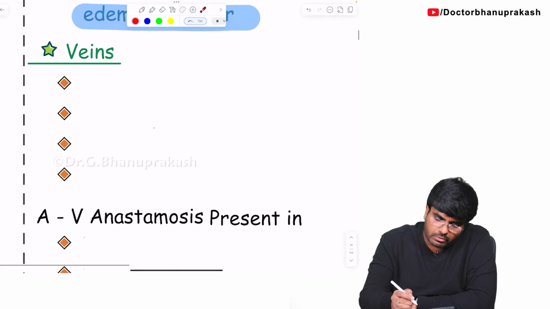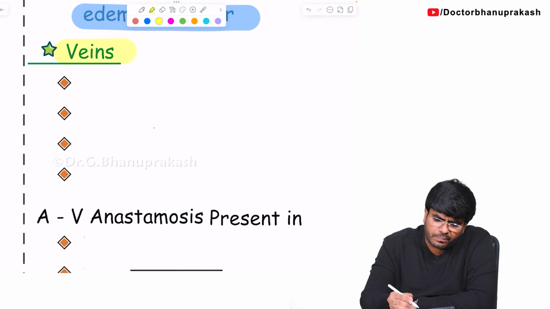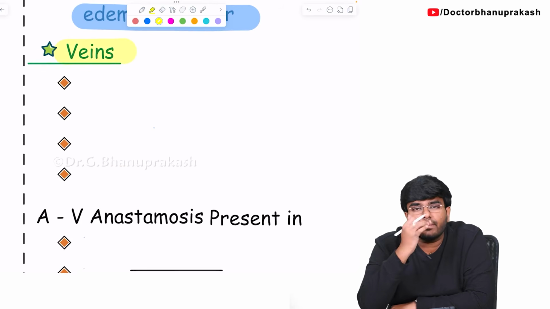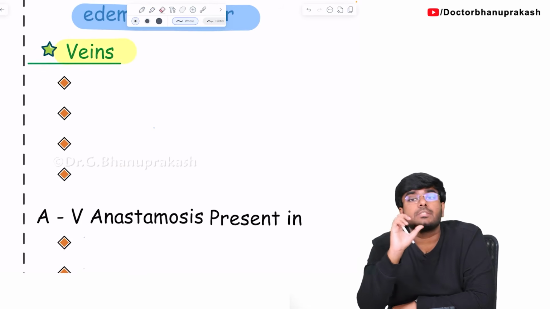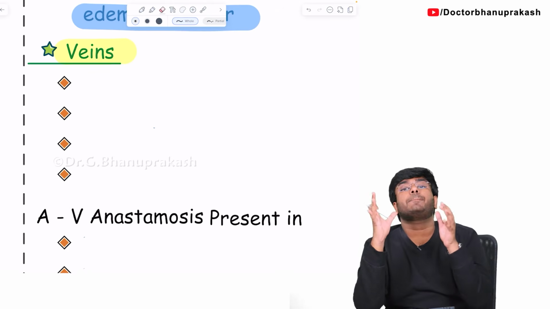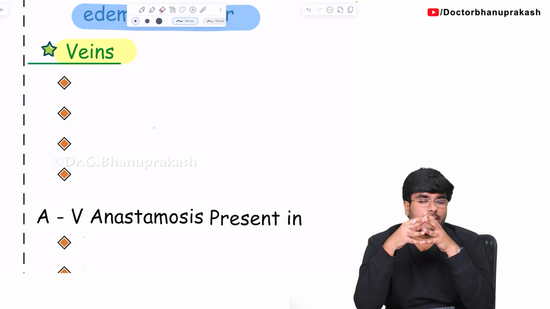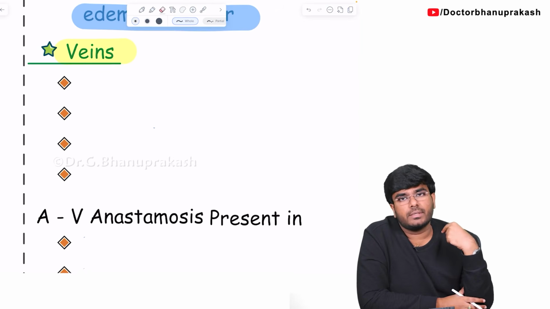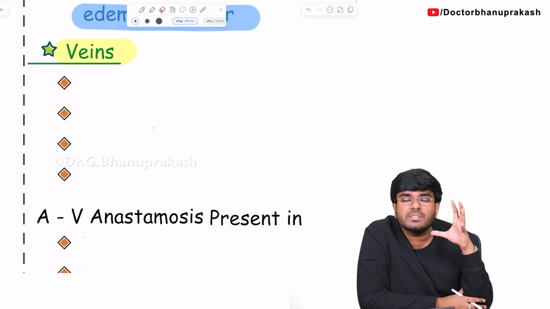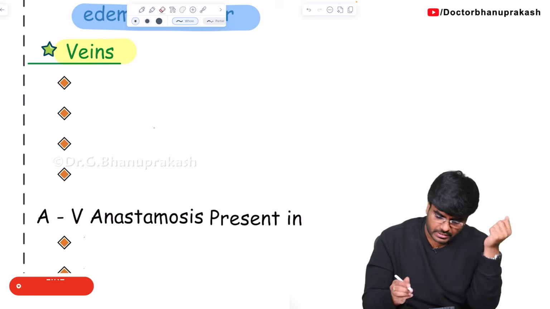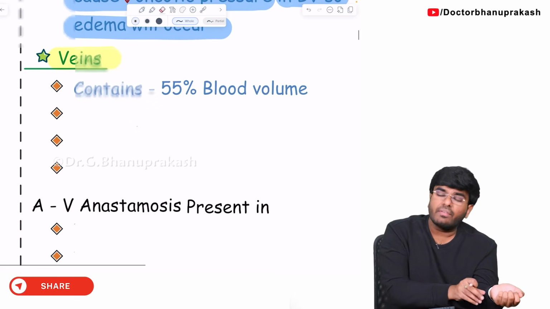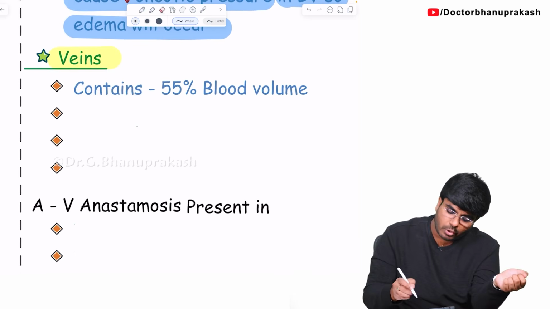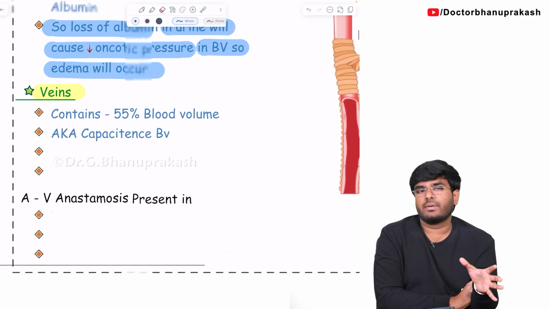Now, let's discuss veins. Veins are also called capacitance blood vessels. They have more capacity to hold blood. Out of my blood volume, 55% of the blood is present in which blood vessels? It is present in the veins. So always remember, veins contain 55% of the blood volume. They are also called capacitance blood vessels.